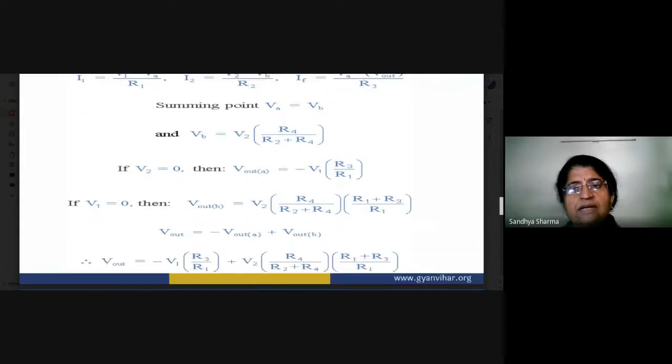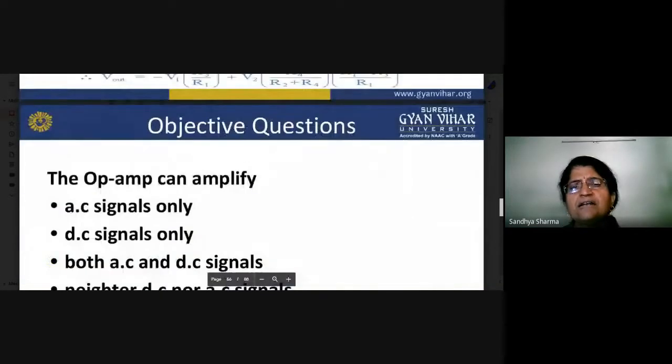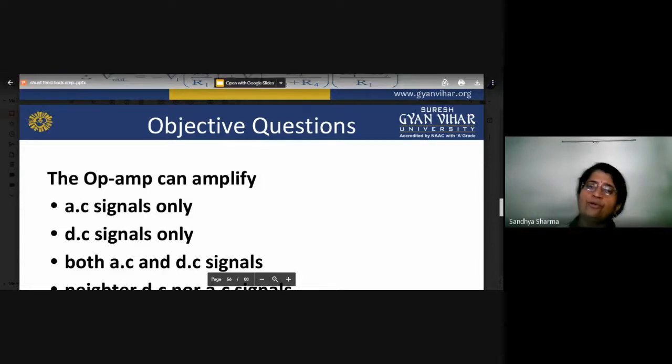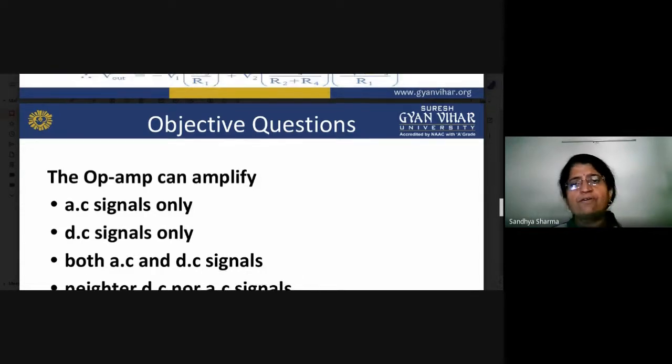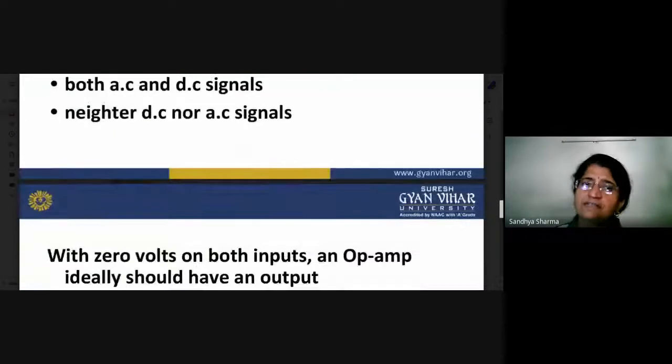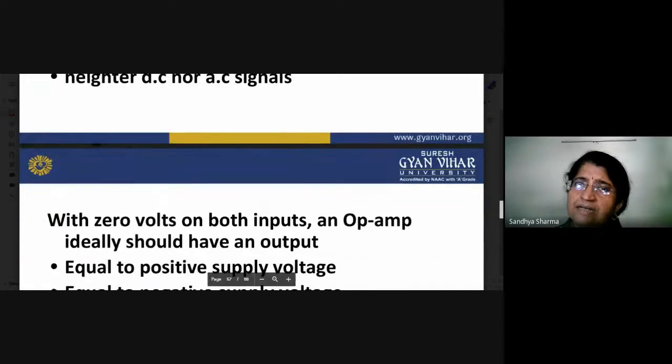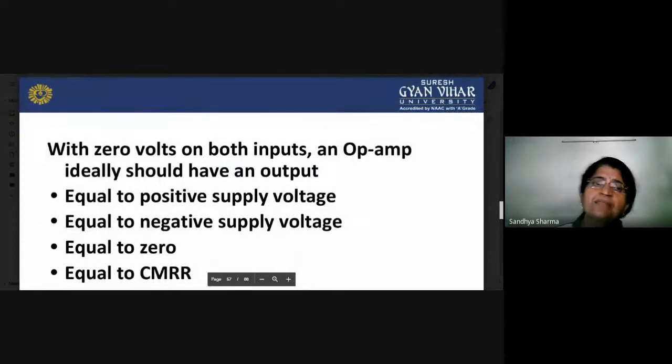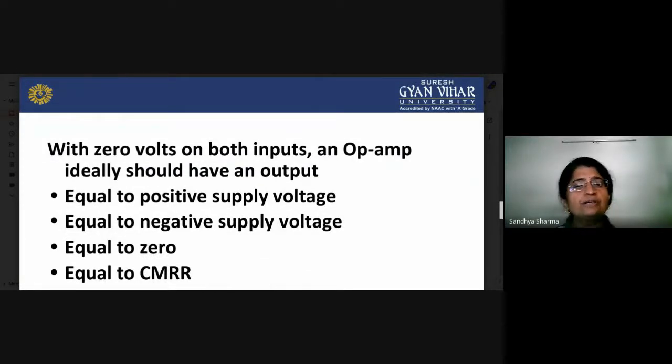So before closing this lecture, we will just move to the objectives which we told you in the duration of our lecture. So first of all, what is the property of our operational amplifier and which type of signals it will amplify. Again, with 0 volt on both the inputs, there may still be an output. I have already told you about null voltage, the offset null conditions. So why are we providing the offset null conditions? There may also be existing offsets.